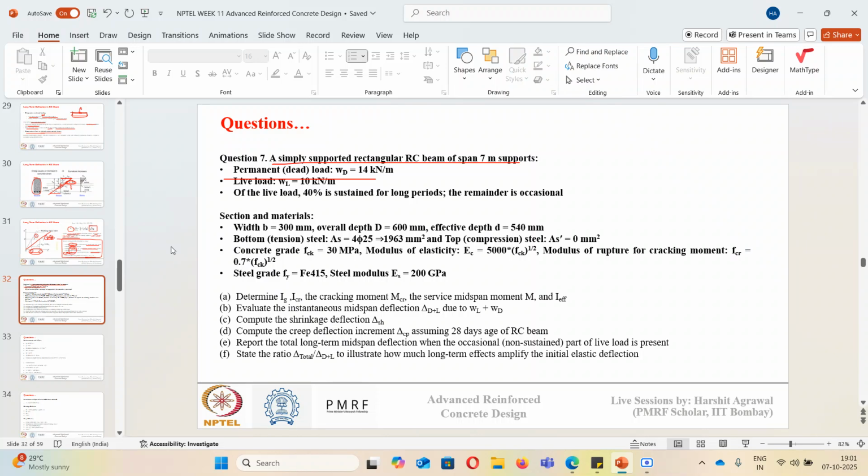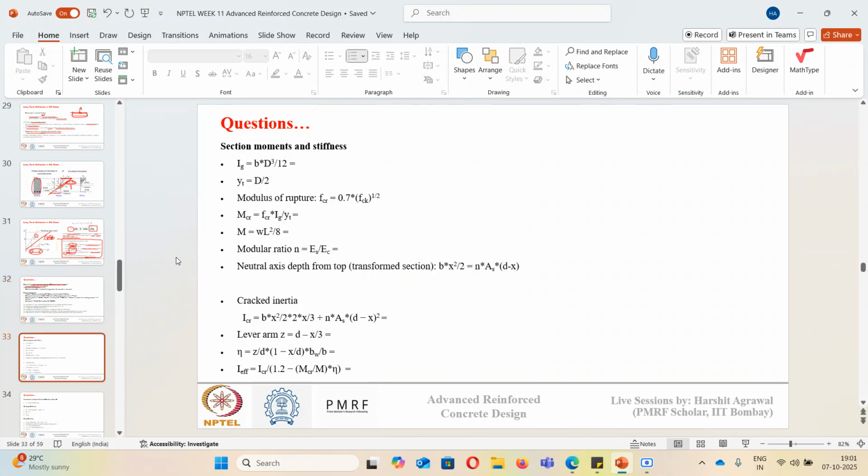dead load plus superimposed creep load, which is 40% of 10, which is 4. So 4 plus 14 will give me 18 kilonewton per meter. With that we can calculate the delta, and due to creeping we change the EC value to ECE and calculate the delta again, and the difference between the two will give me the creep deflection. Once we know the creep deflection, we can calculate the long term deflection and the amplification. So this is the approach. Let's see part by part.